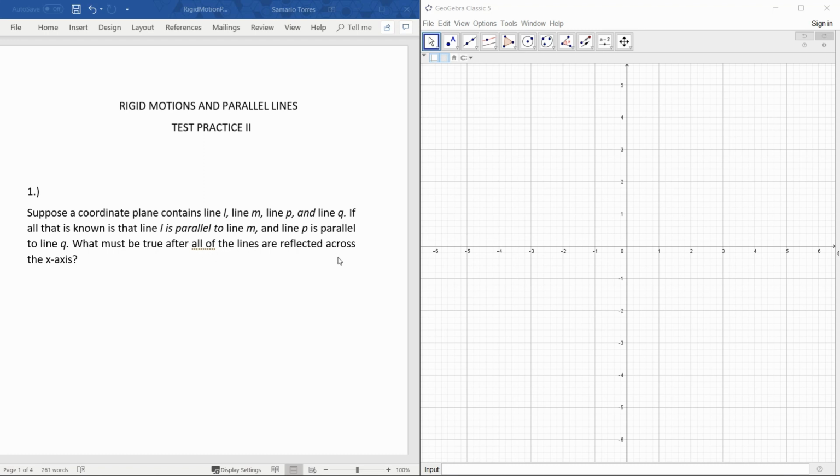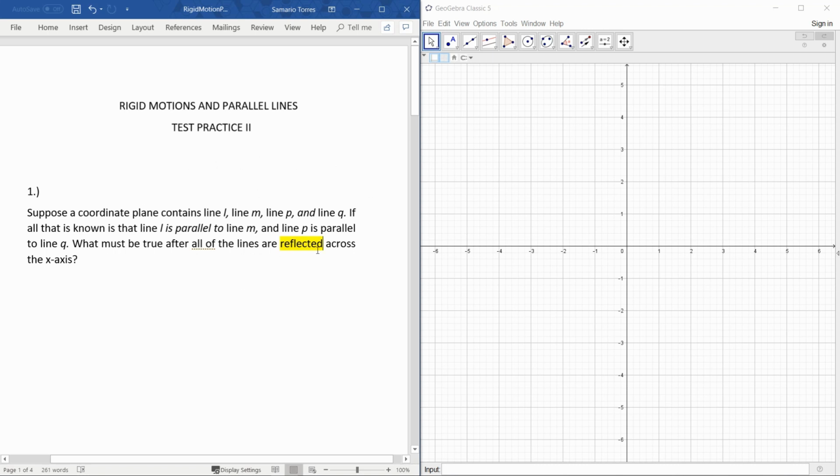All right, so maybe we'll start off with the keywords like we did in the previous test practice video. I think reflect is important, because reflect is a rigid motion, right? We know reflections are not going to change the lines from being parallel. If you reflect parallel lines, they're going to stay parallel. All right, so let's go ahead and graph these lines.